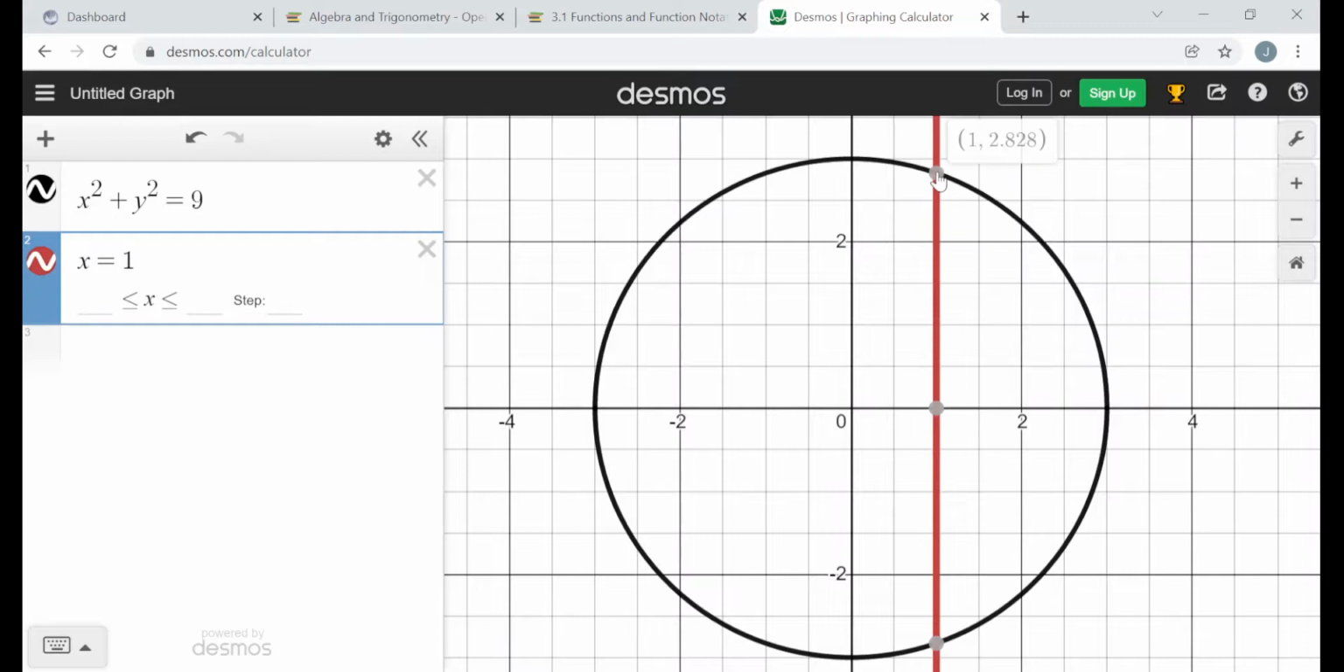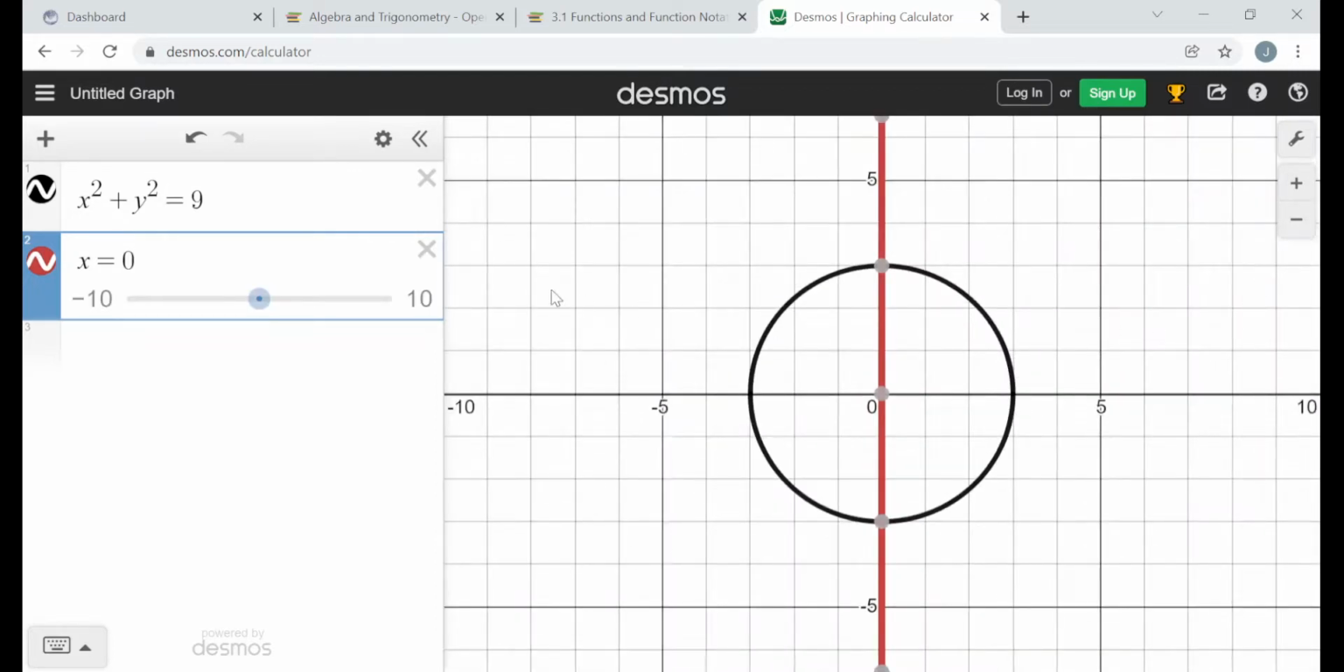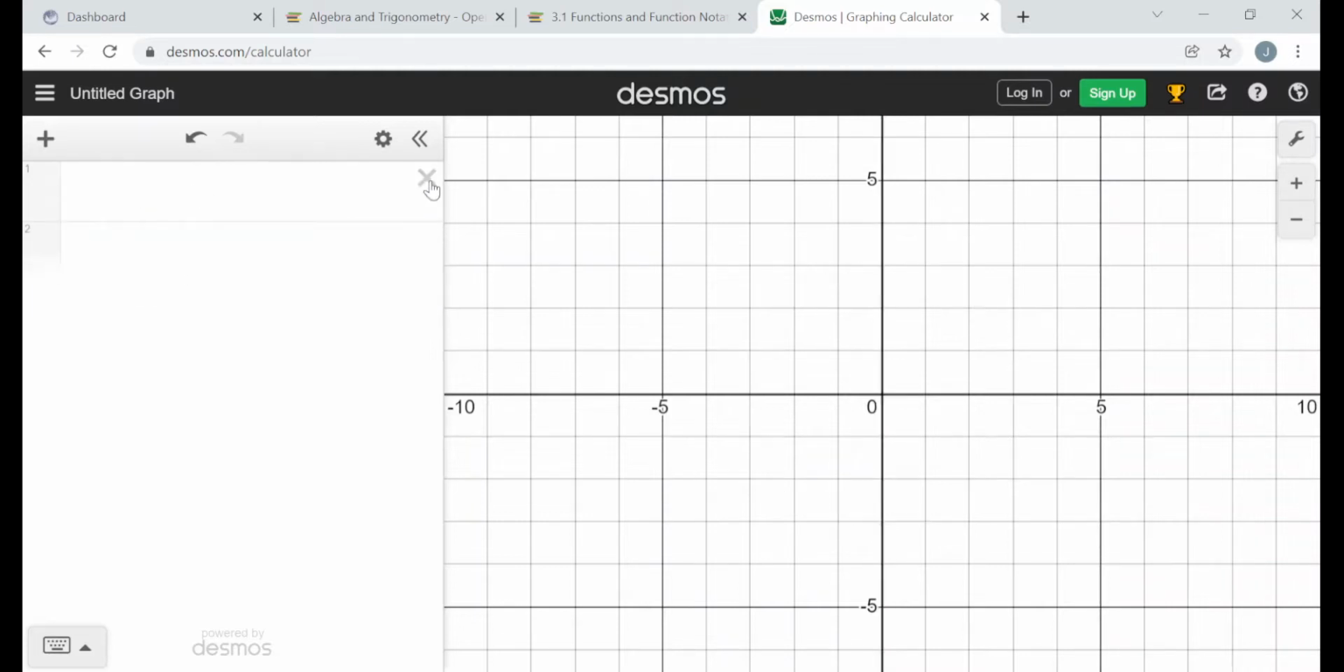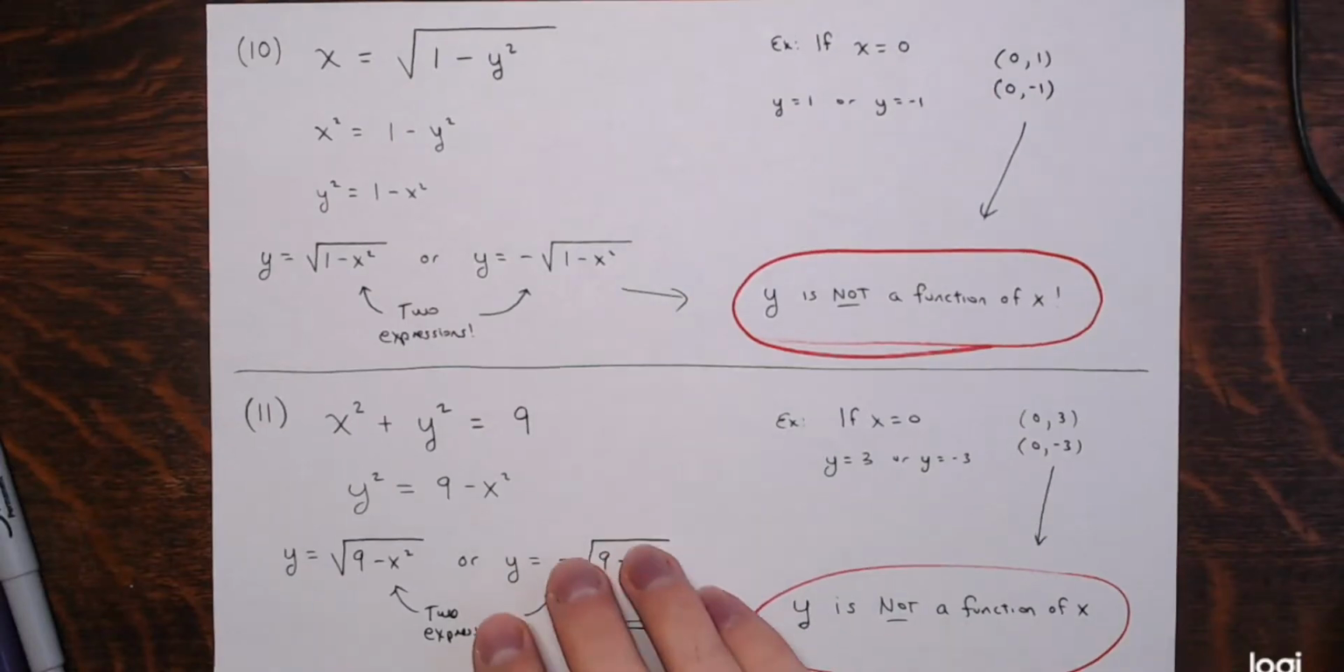There it is. 1 pairs with 2 different outputs. 0 pairs with what we said on paper, right? 0 pairs with 3 and -3. You're seeing it hit the graph twice, right? Okay. So again, y is clearly not a function of x. Great. I'm keeping this going.